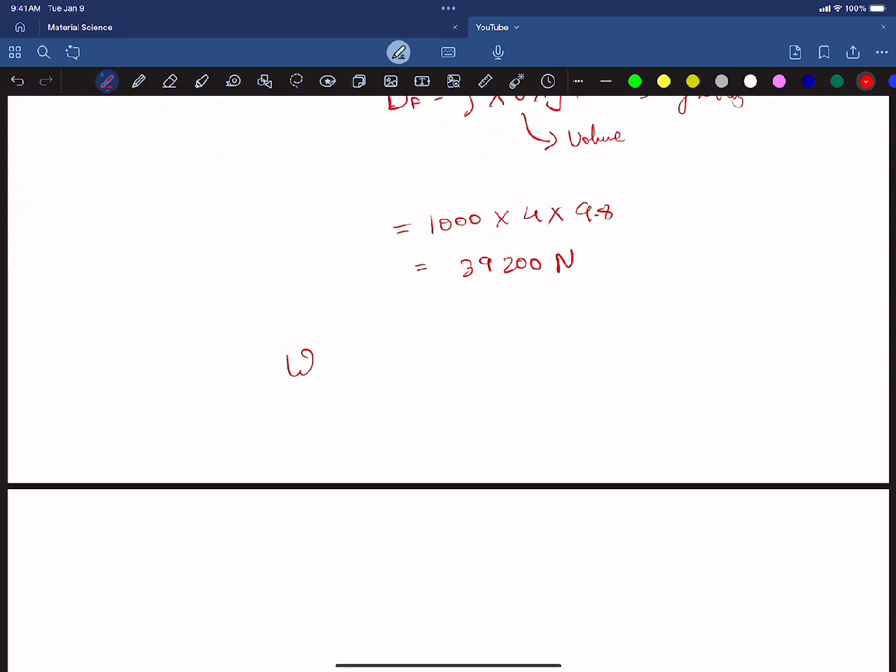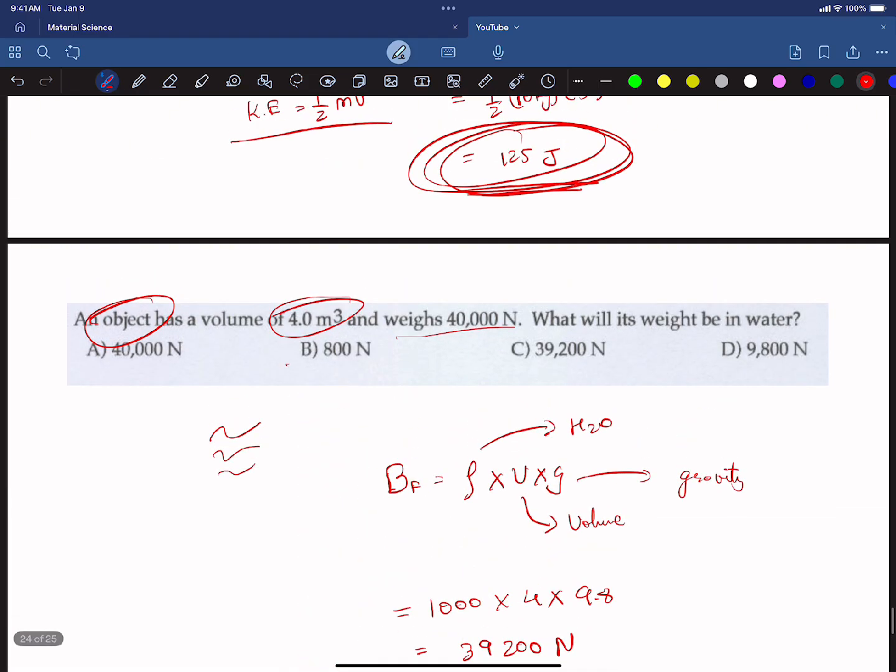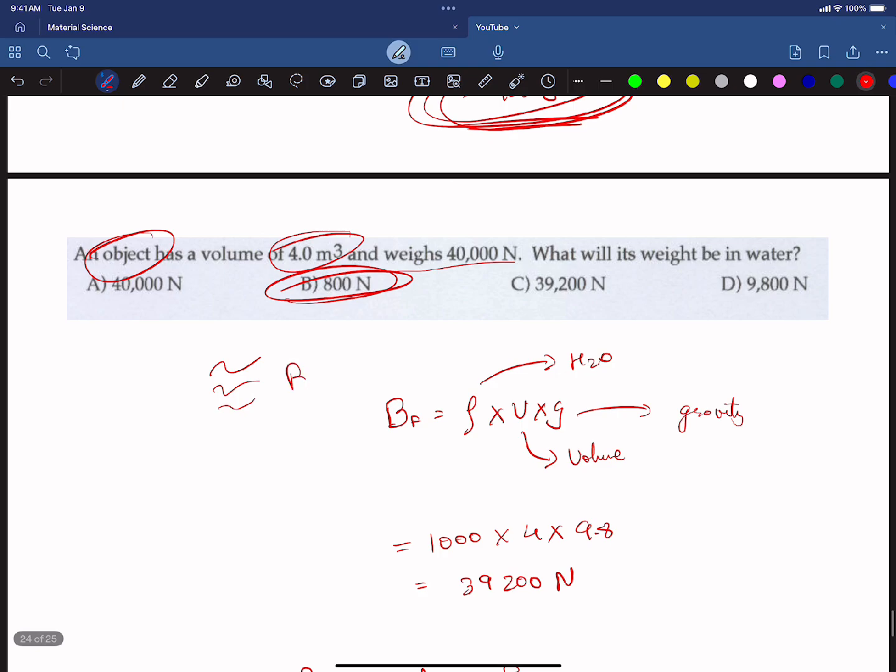Now apparent weight is equal to weight of object minus buoyant force. So 40,000 Newton minus 39,200 Newton will give you the actual force of the object in the water, apparent force. So this is our answer, B.